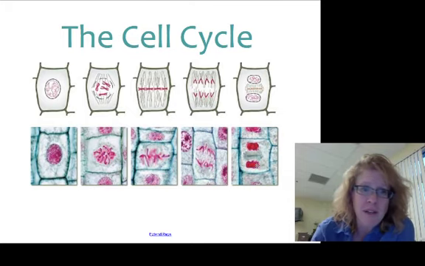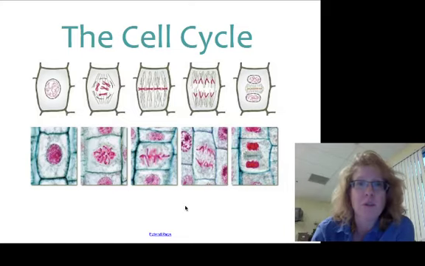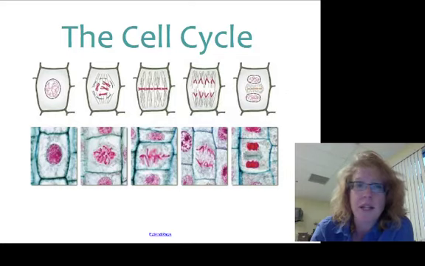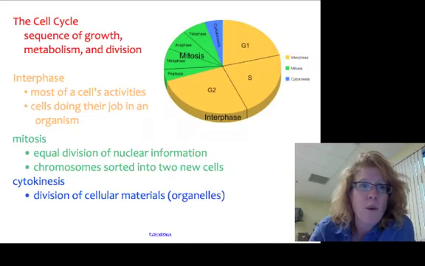Down at the bottom, you didn't get a chance to see this because we were a little behind, but there are some actual pictures of what these cells would look like if we were to take pictures of them under the microscope. Those are all onion root tip cells that have been stained with different colors. So let's go back and take a look at the next bit, what's going on in the cell cycle.